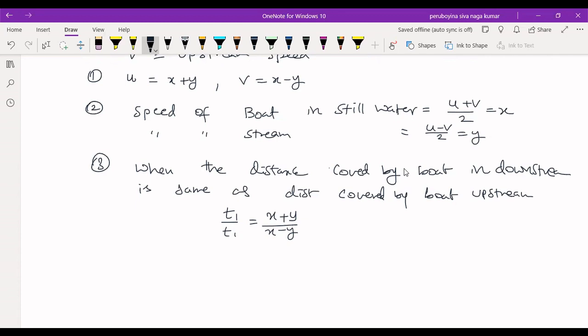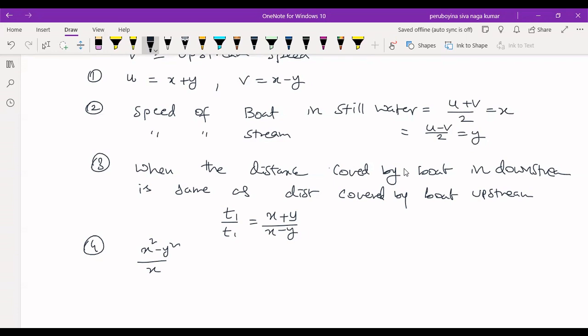Okay. Next, fourth point. Suppose a boat can row at a speed of x kilometers per hour, and the still water speed is y kilometers. The boat goes d kilometers downstream in t1 hours and covers the same distance d kilometers upstream in t2 hours. Then the downstream speed into upstream speed divided by the still water speed is equal to (x square minus y square) by x.